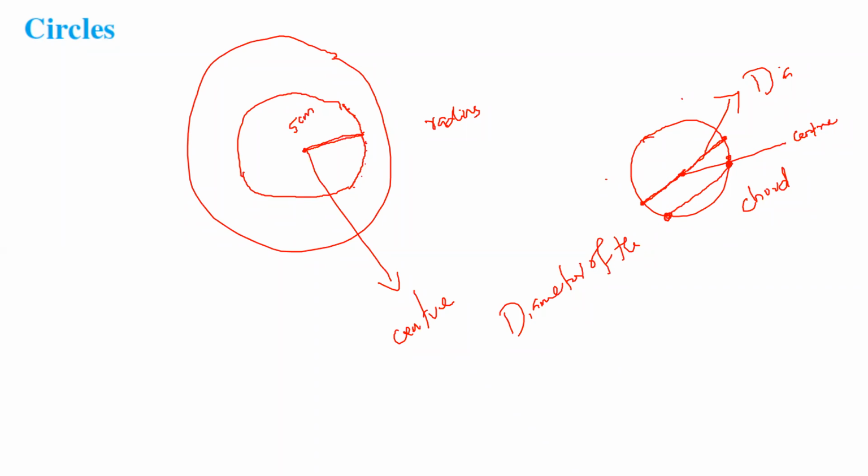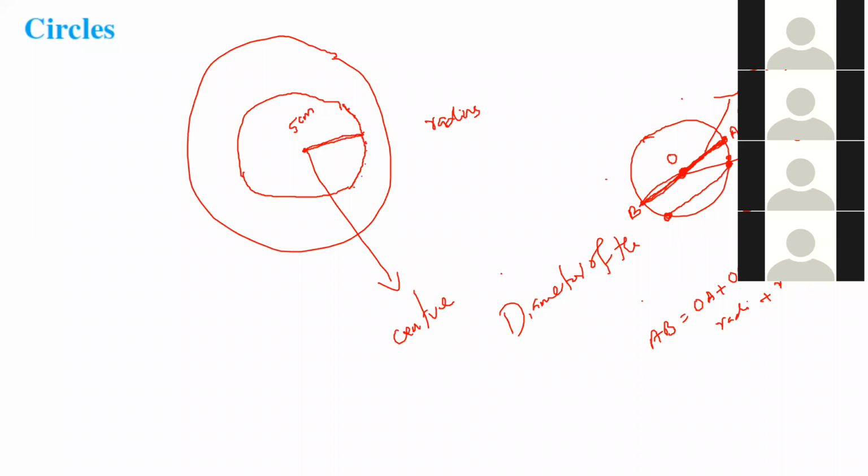Now you can see one relation between the radius and the diameter. Look, this is the center and this is the radius. This is another radius. If I mark here O, here A, and this point as B, AB is a chord, so this is a diameter. OA is a radius, OB is another radius. Actually, AB is equal to OA plus OB. AB is equal to the sum of this length and this length. Now OA is a radius, OB is another radius. So we can say diameter is double of radius.